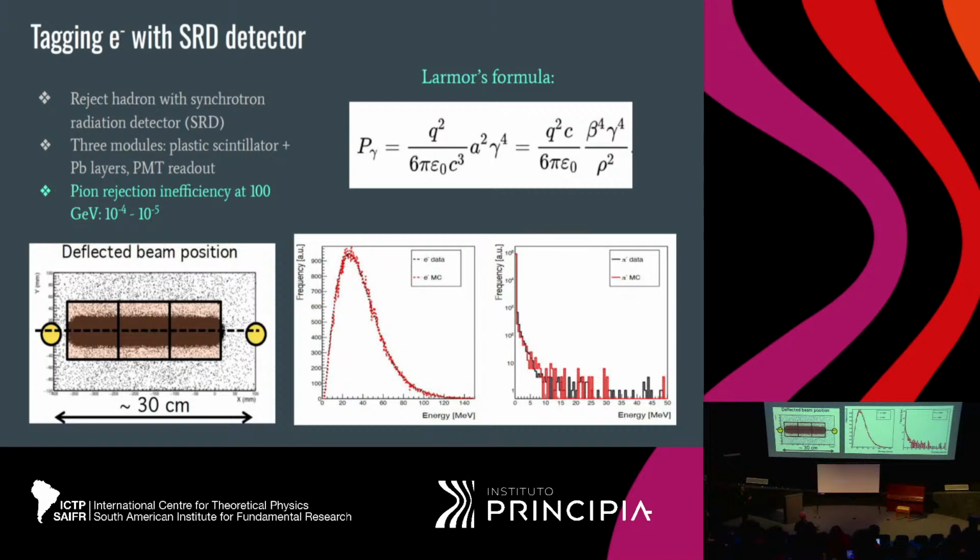For example, for electron data, also with the comparison with Monte Carlo, you can see it's very good, but also for a data set composed of pions, for a pion beam. You can see that the difference in energy is very large, so that applying a threshold, you can reduce in a very effective way your contaminants, up to 10 to the minus 4, 10 to the minus 5 in efficiency.